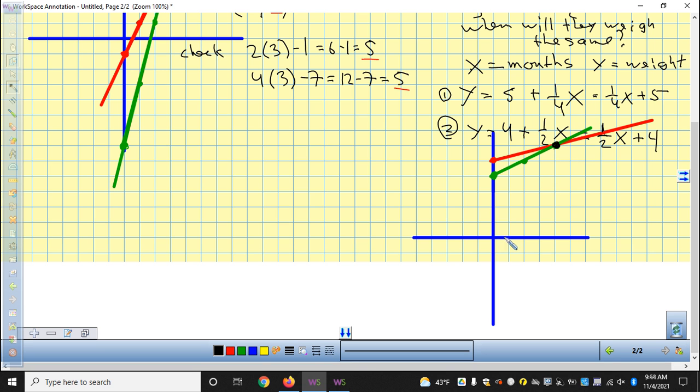And that is at x equals 4 and y equals 6. So that's the point (4, 6). X is the number of months, so they're going to be the same weight in 4 months. And they will weigh 6 pounds. They'll both weigh 6 pounds after 4 months.